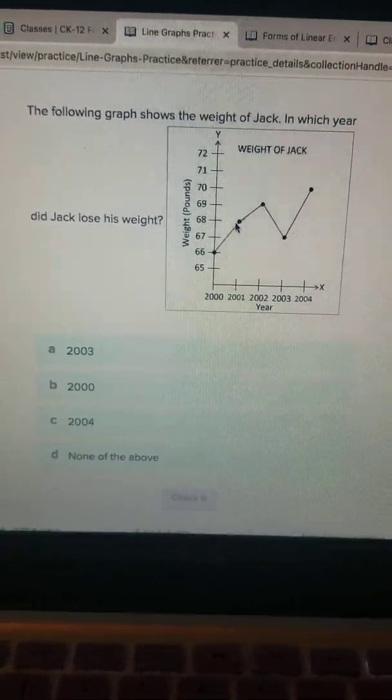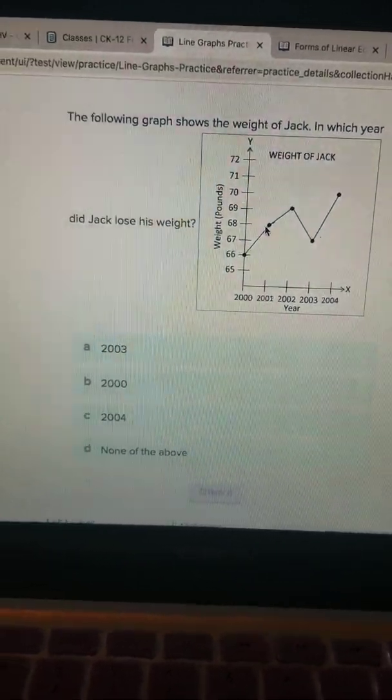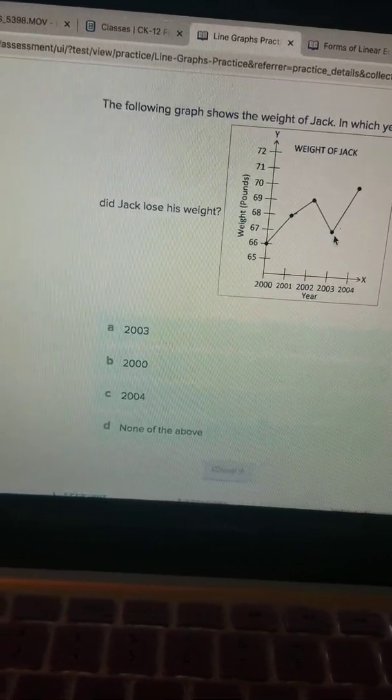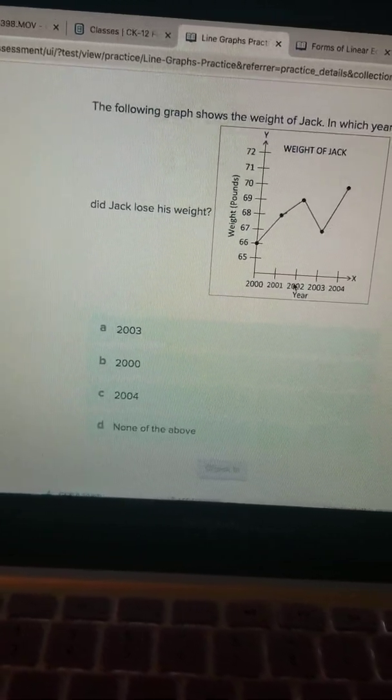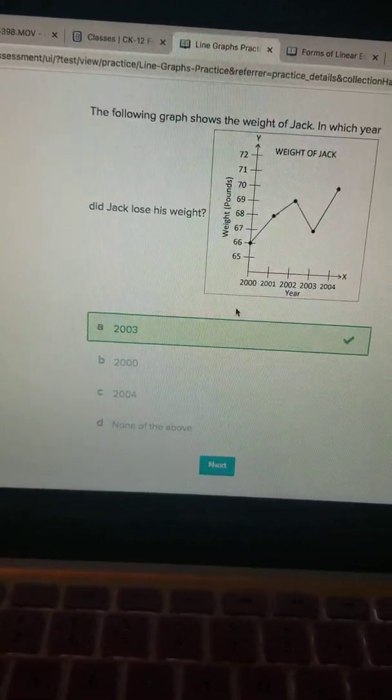The following graph shows the weight of Jack. In which year did Jack lose his weight? Oh, which year? He lost it from 2002 to 2003, so he lost it in 2003. It helps to read the question.